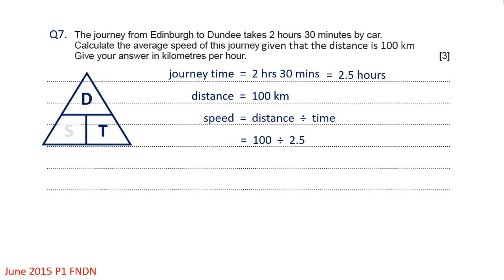Now this was given on a paper 1, which is non-calculator. So that might have caused you a bit of grief. Actually, the easiest way to deal with this on a non-calculator paper is to double everything. To have 200 divided by 5. And that gives us an answer of 40 kilometers per hour. So that little bit there, times by 2 because it was a non-calculator paper.